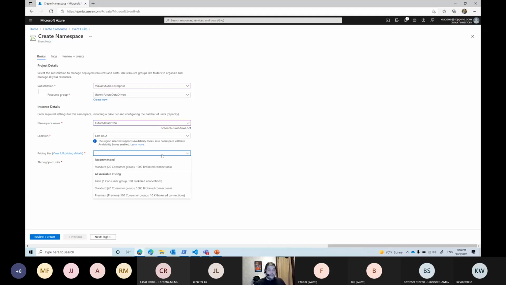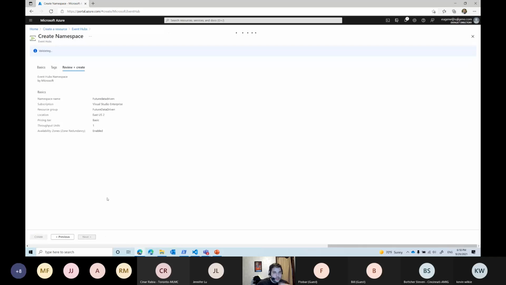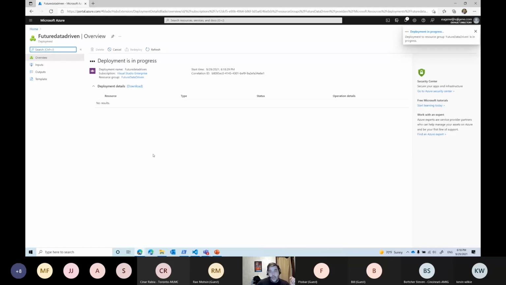And I can pick my pricing tier. This is done at the namespace level, like I said. We could do premium, but we'll just do basic. I can go all the way to 40 throughput units, but we'll just say 1. It's going to do some validation, and then we'll create our event hub. These generally deploy pretty quickly in my experience, although I may regret saying that out loud whenever I'm doing a demo.